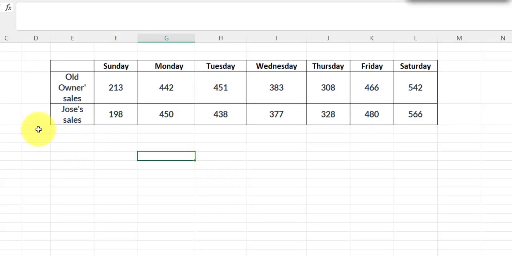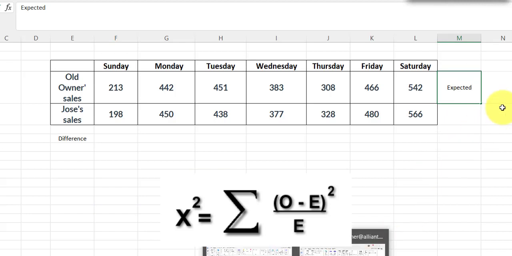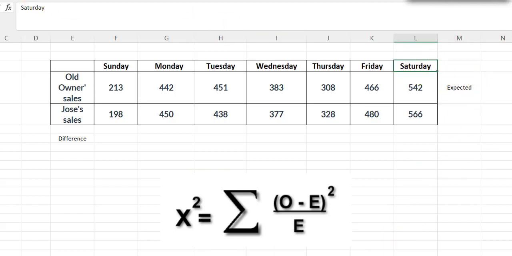And so first thing is we're going to look at the difference. So let's type it in here. Difference between the observed and the expected. I'm going to call this one the expected row, because this is the one where we get the information from the previous owner. So this is the expected row, and this will be the observed row. In other words, the real sales.